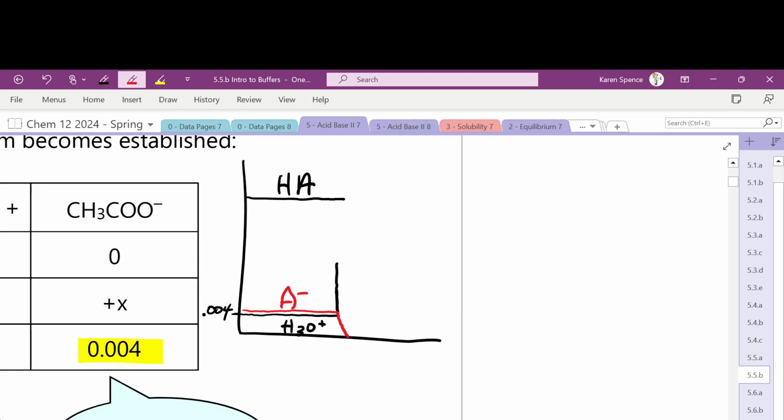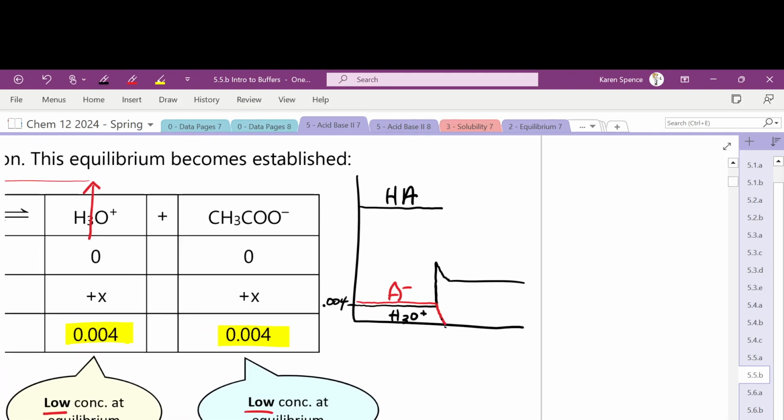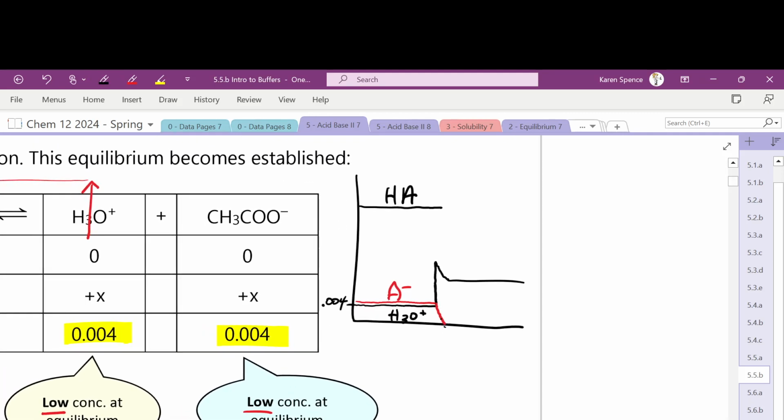Can you go below 0? No. So how far can this shift back? We have run out of the other reactant that the H needs to react with to actually make it shift. So we are limited in how much it can actually shift. And if I added more, this would just keep going up.